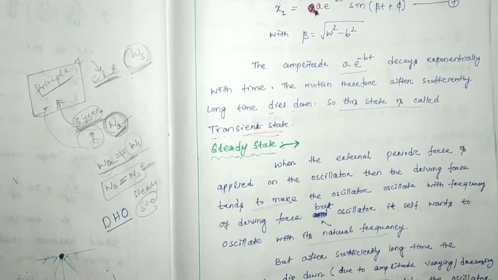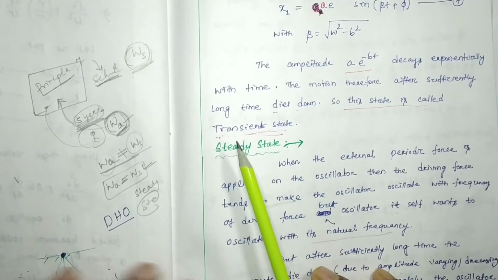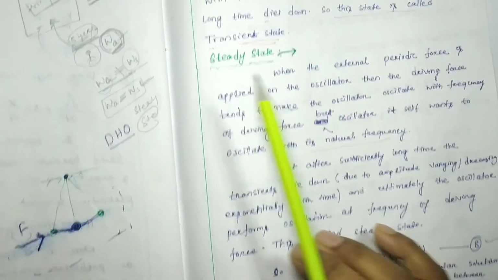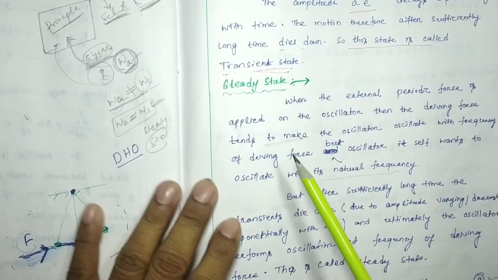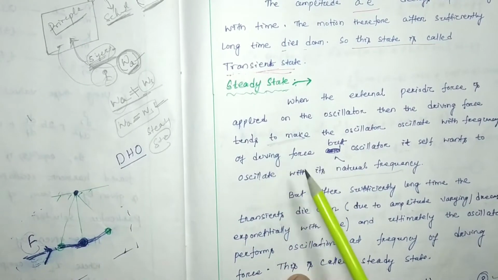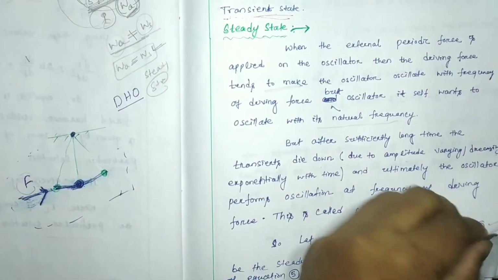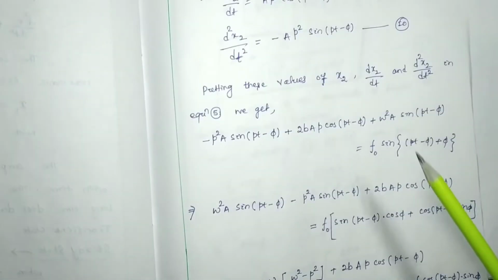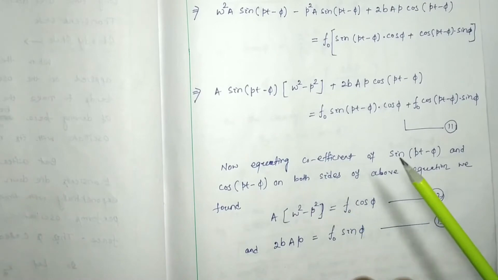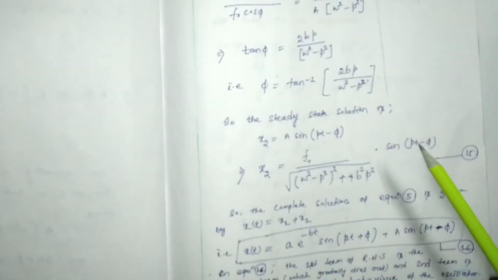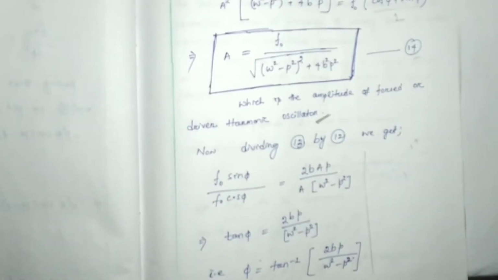the steady state of a forced harmonic oscillation. The steady state was discussed in detail in the last class, so I suggest that you go through the last video, lecture number 13, before you watch this video. I explained in detail whatever is written here, and the mathematical derivations, in that video. Up to equation number 14, we have discussed.